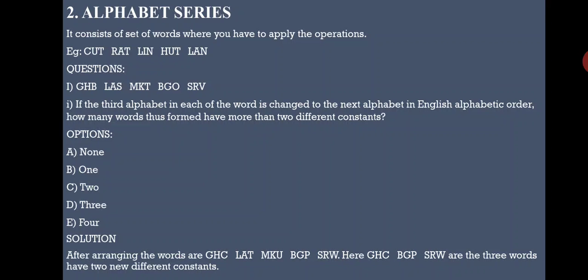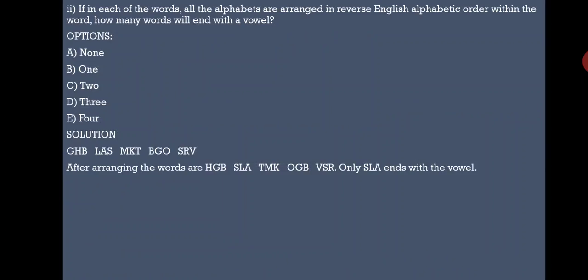Similarly, replace all the words: LAS as LAT, MKT as MKU, BGO as BGP and SRV as SRW. So after the rearrangement, how many words formed have more than 2 different consonants? We need to check how many terms have more than 2 consonants. So GHC, BGP and SRW are the terms having more than two consonants in the rearranged terms. Okay, the option will be 3.